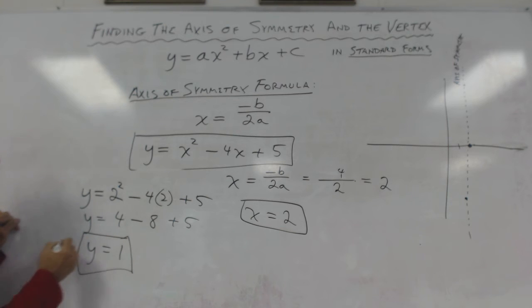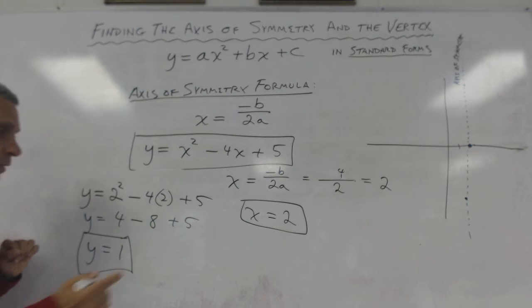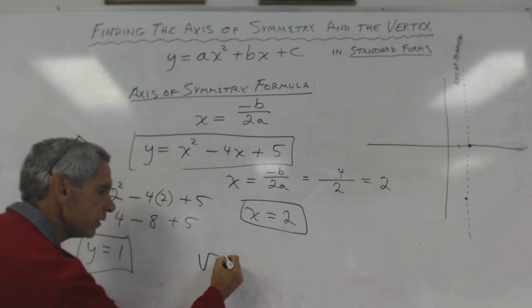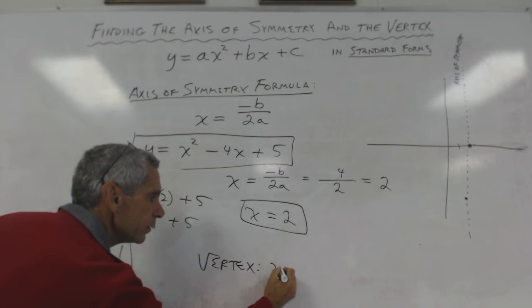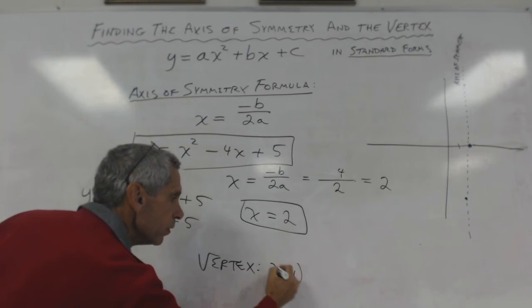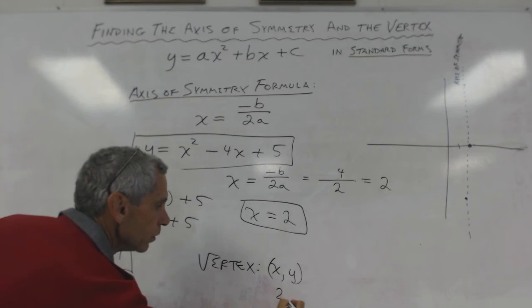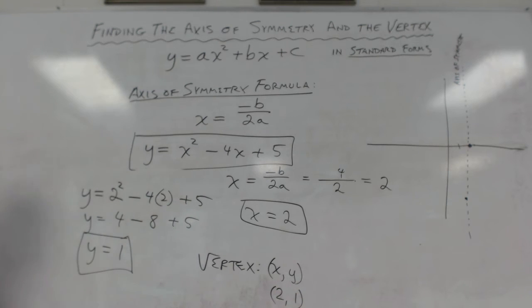I have an x and a y. That is my vertex. Does that make sense? So my vertex is x comma y, or 2 comma 1, right?